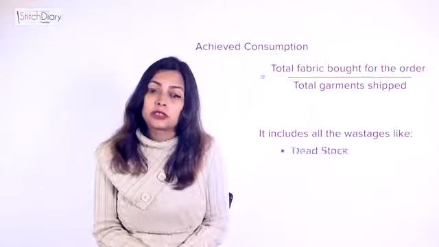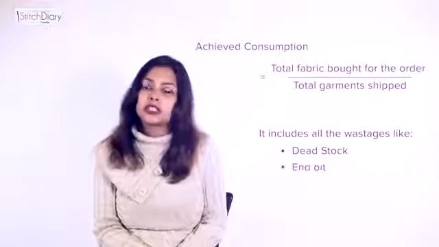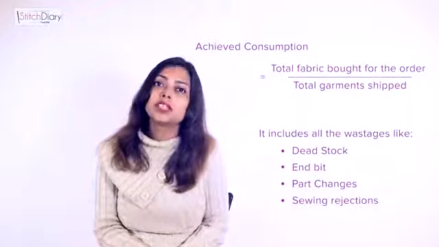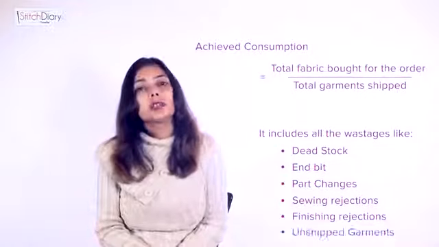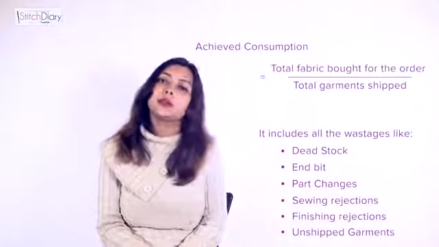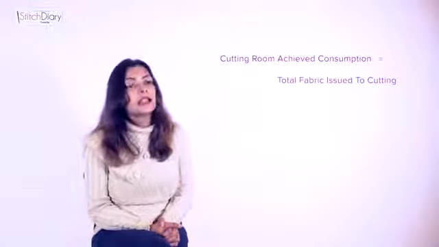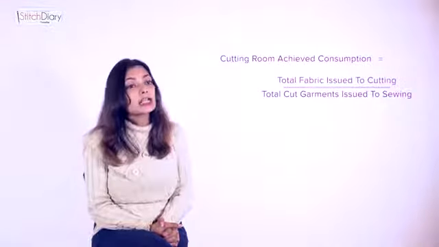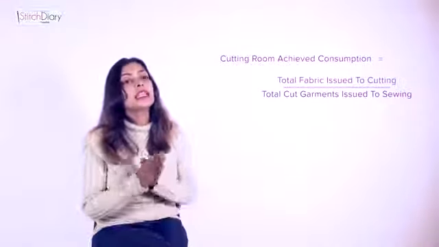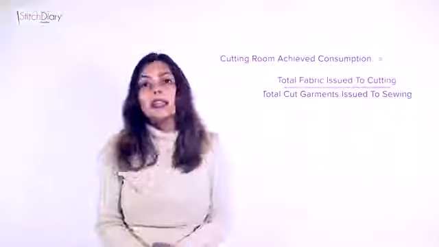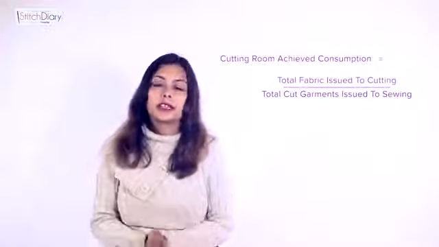For example, dead stock, end bits, part changes, sewing rejections, finishing rejections, and all unshipped garments are included in the production process loss. However, if we want to understand achieved consumption at the end of the cutting process, then the formula should be fabric issued to cutting divided by total pieces cut in the order which were finally issued to the sewing department. Let us take a simple example to understand this.